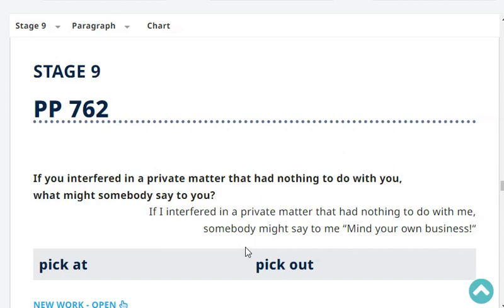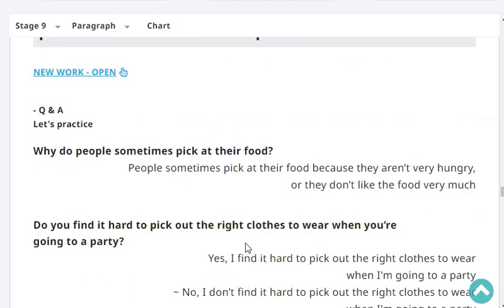If I interfere in a private matter that had nothing to do with me, somebody might say, mind your own business. Very good.